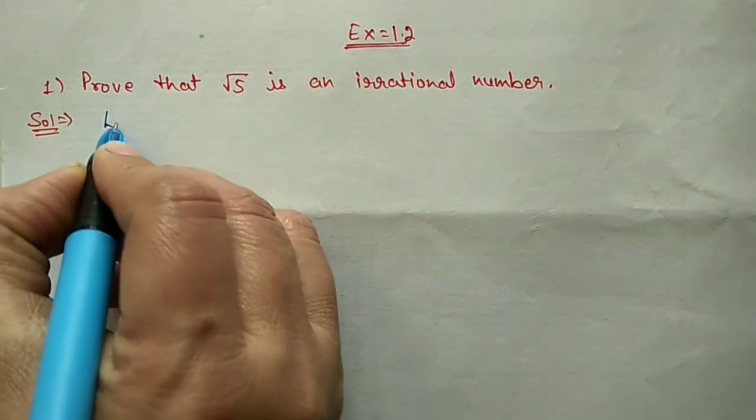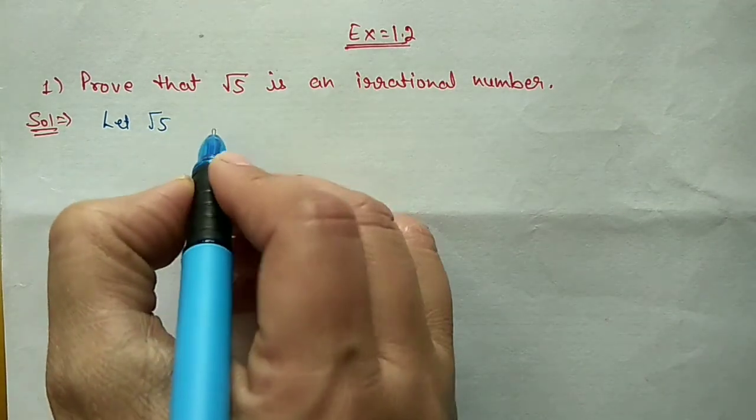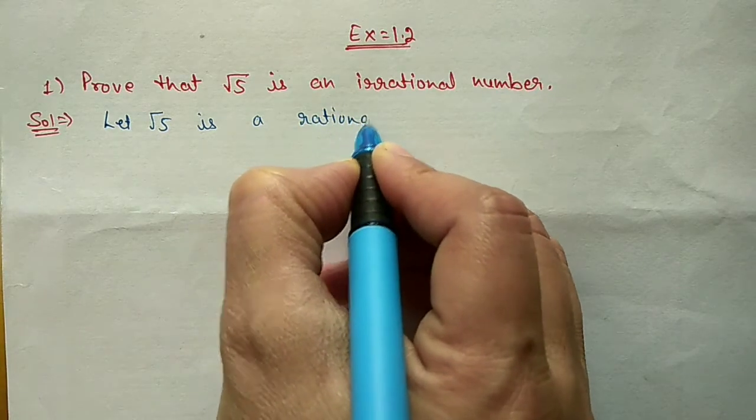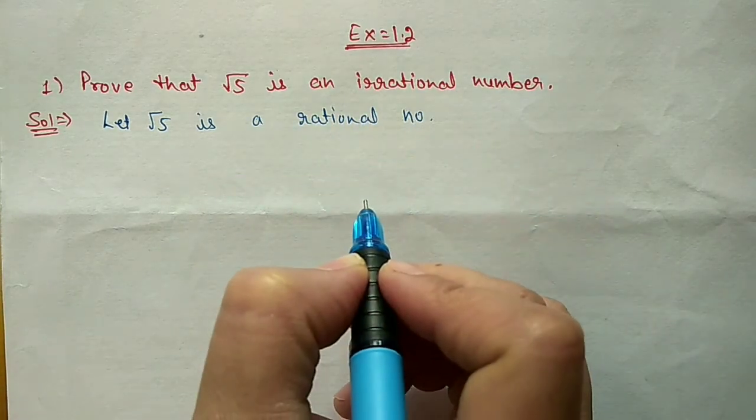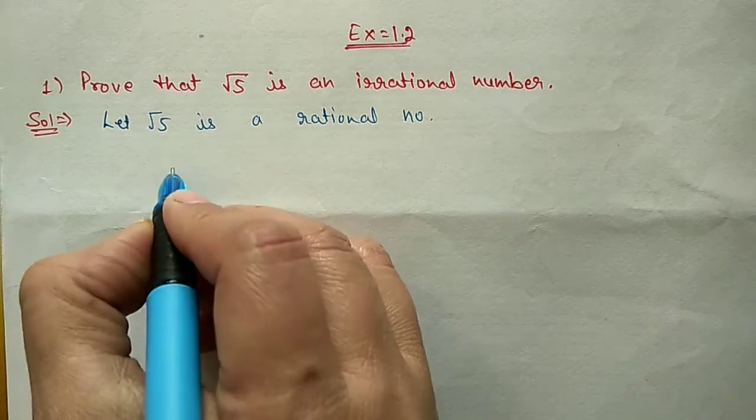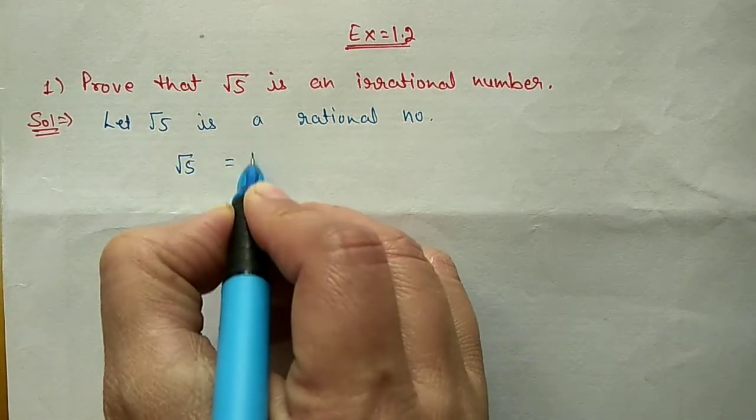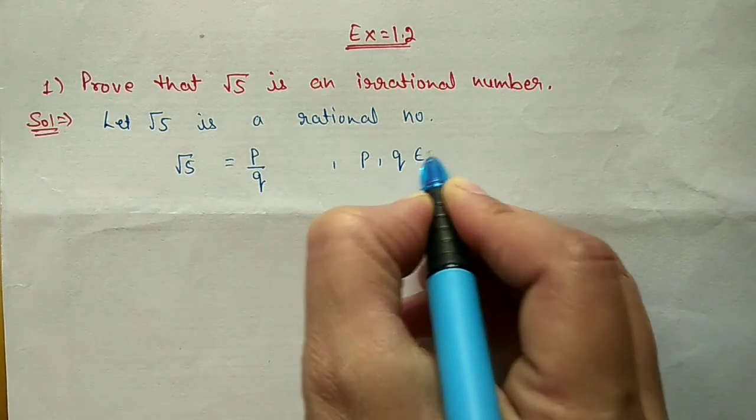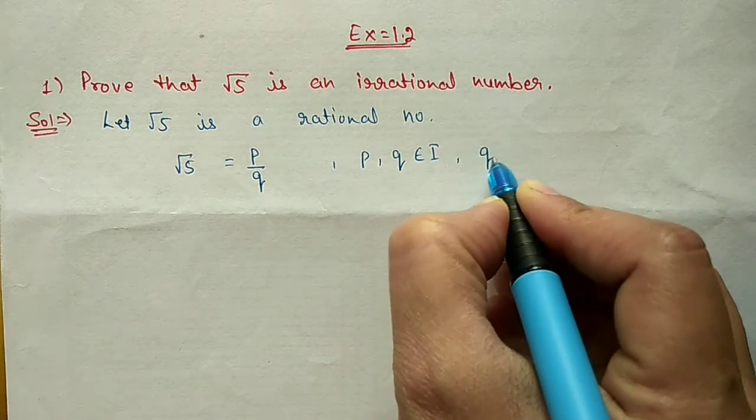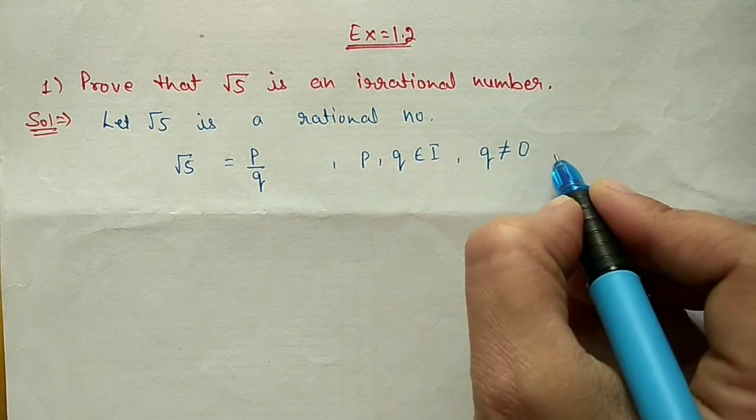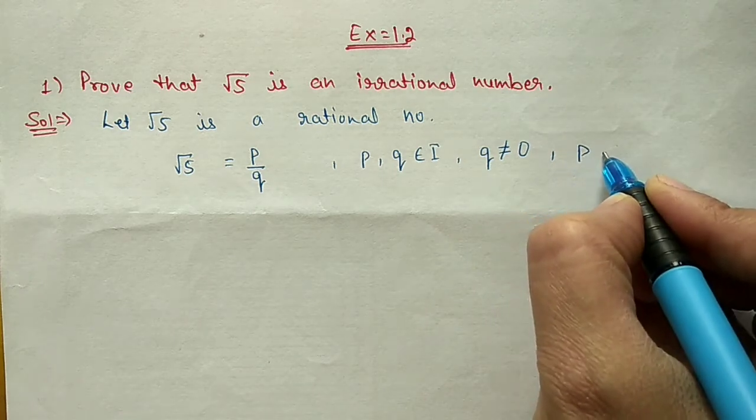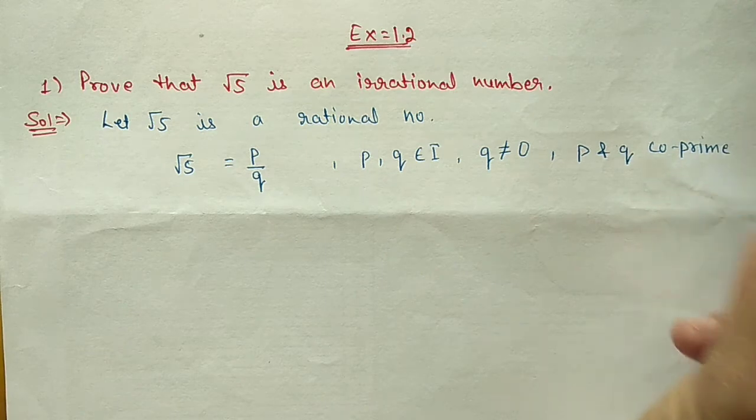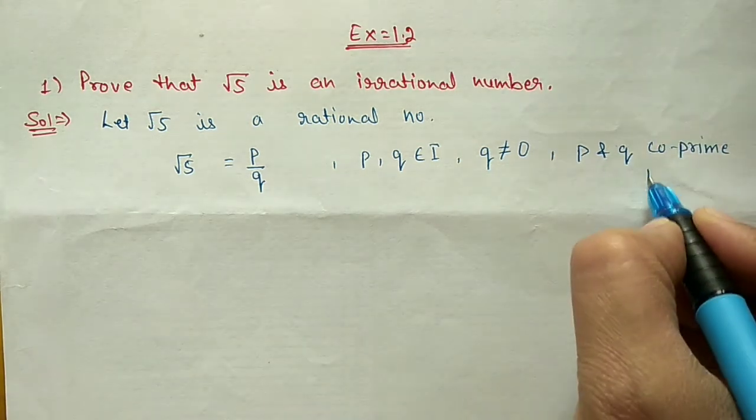So first we will take, let root 5 be a rational number. Rational number means we can represent this number in the form of p by q. It means root 5 we can write as p by q, where p and q belong to integers, and this denominator q should not be 0. And one more thing we will take: p and q are co-prime numbers, which means they do not have any common factor except 1.